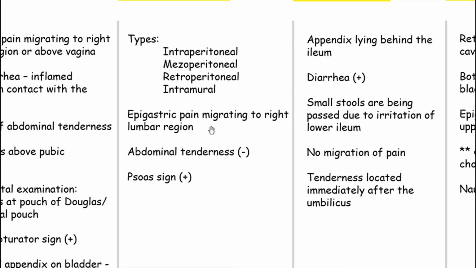And for these patients, the migration of pain starts from the epigastric region and then moves towards the right lumbar region. In these patients, we don't find any abdominal tenderness because the appendix is located behind the cecum, and the cecum is inflated with gas, so it's very hard to palpate the tenderness of the appendix, which is located behind the cecum. These patients can also have a positive psoas sign.